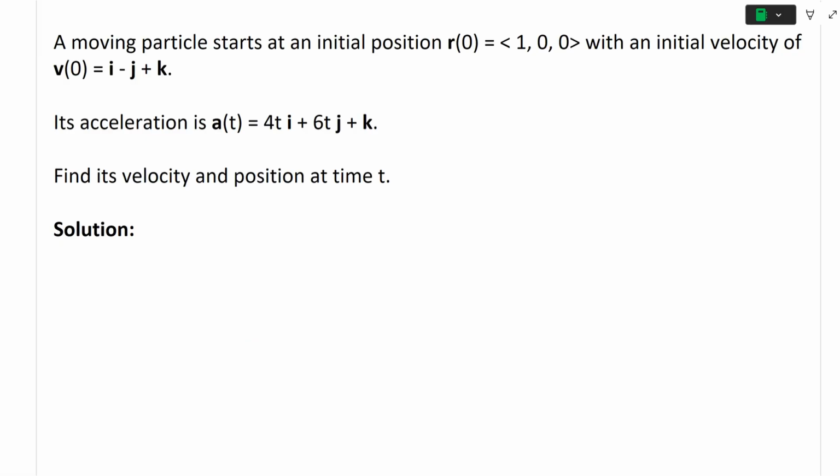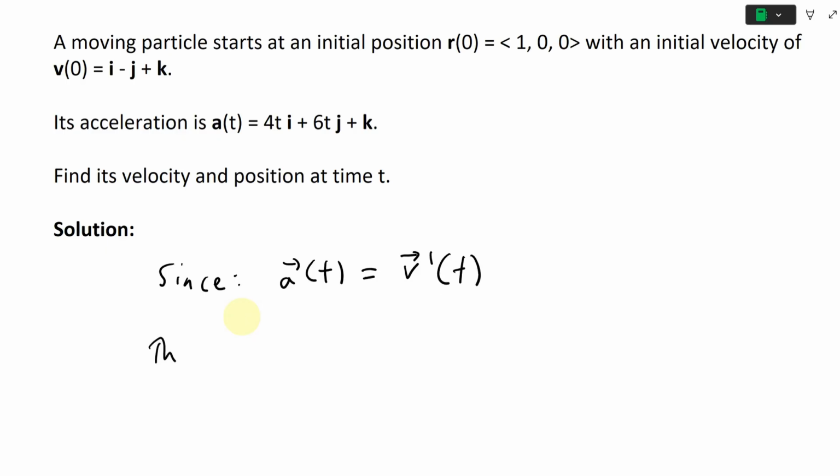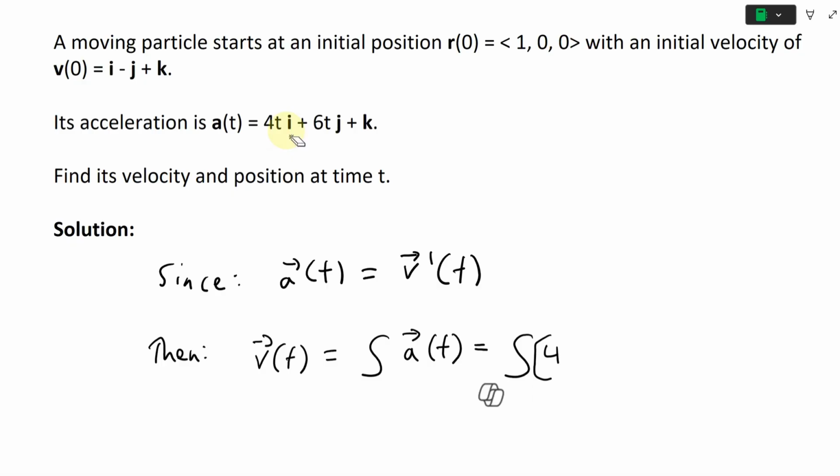Since we know that the acceleration a of t is the derivative of the velocity, v prime of t, then the velocity v of t is equal to the integral of the acceleration. Because we have this derivative, we take the integral to get the velocity. So this is going to be the integral of the acceleration, which is 4t. I'll put a normal bracket, not a square bracket.